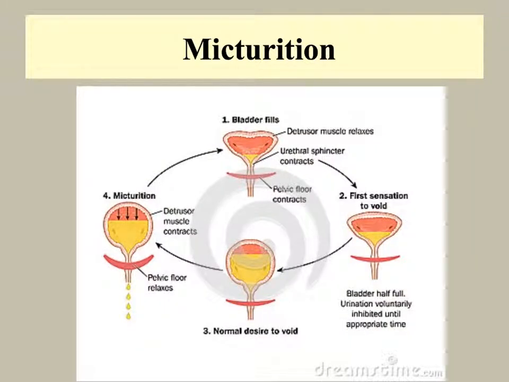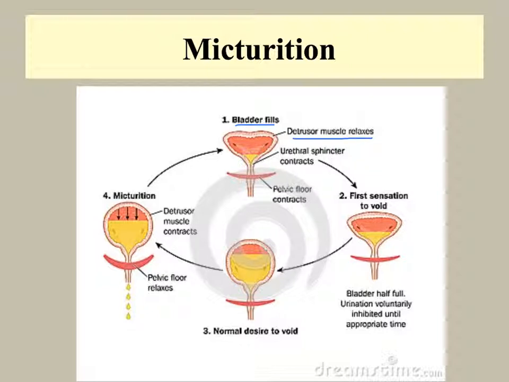Micturition is the fancy word for peeing, urination. And so these are the steps of the micturition reflex. First of all, your bladder is filling. The detrusor muscle, which is the muscle around the bladder, relaxes to give it room to expand.